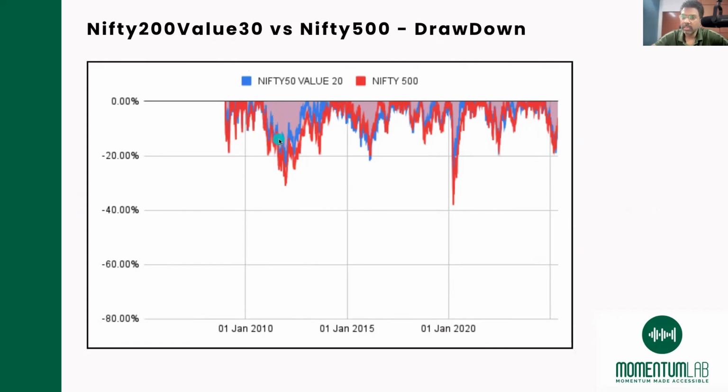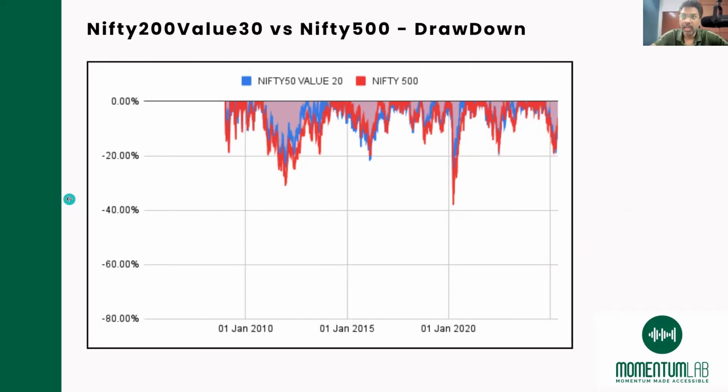So you see the blue colored ones are actually below or not as bad as the red colored ones, which are Nifty 500. Even during COVID, the Nifty 500 crashed up to 35, 38%, whereas Nifty 50 Value 20 corrected only by 24, 25%. So this is the key difference that is helping improve Nifty 50 Value 20's returns: its downside protection mechanism.